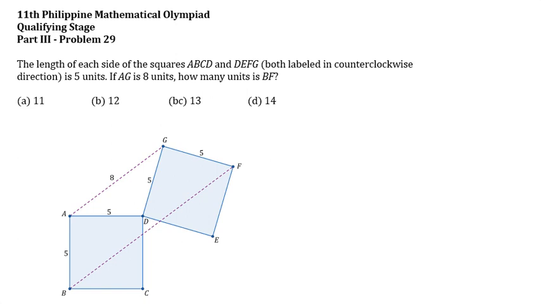Let's solve another problem from the 11th Philippine Mathematical Olympiad. The length of each side of the squares ABCD and DEFG, both labeled in counterclockwise direction, is 5 units. If AG is 8 units, how many units is BF? Okay, so I have already prepared a figure for this problem, but originally the problem does not provide a figure.